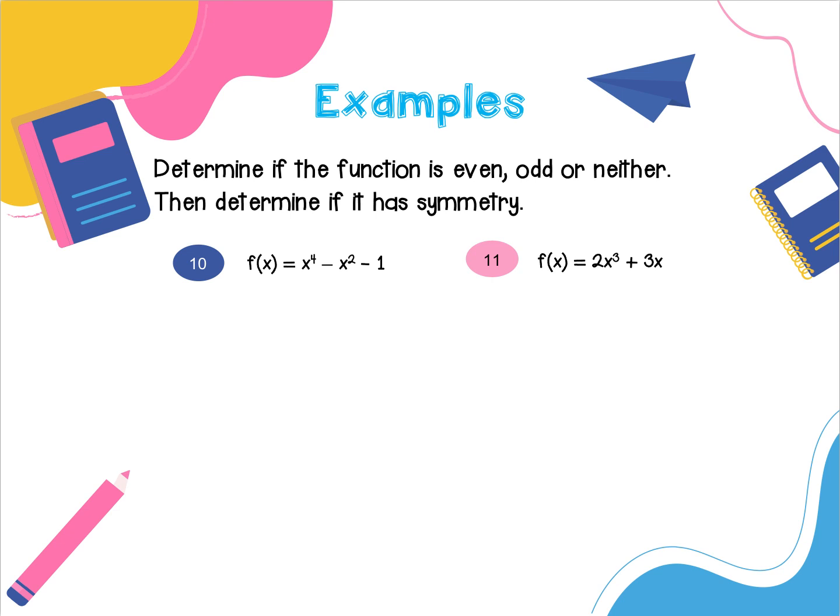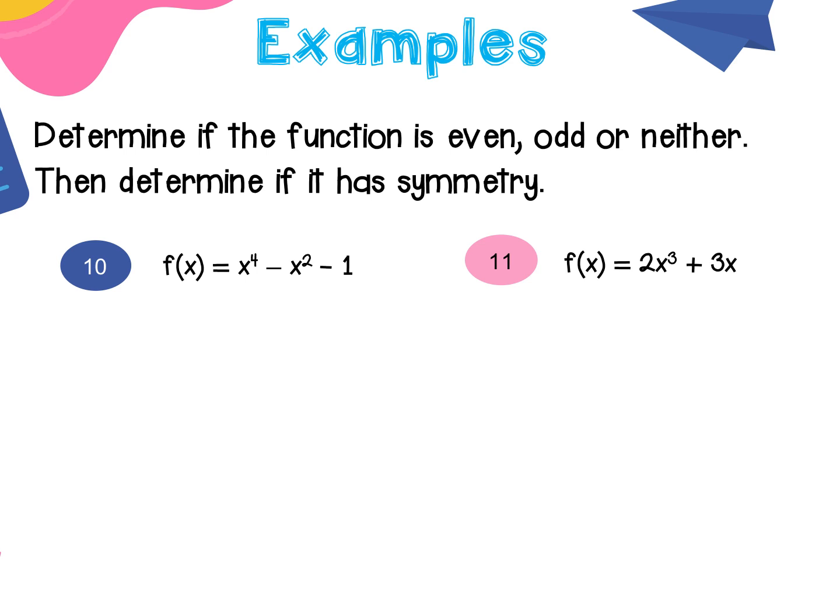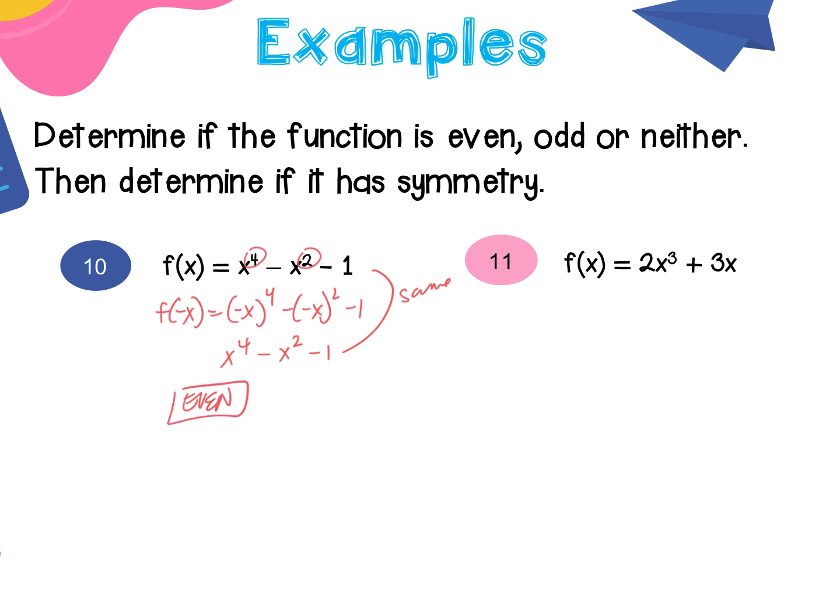Okay, so here it says determine if the function is even, odd, or neither, then determine if it has symmetry. So again, I come over to here and I see x to the fourth. When I see these even powers, I'm pretty confident that this is going to be even, but again, you want to always double check. So I'm going to do negative x to the fourth minus negative x squared minus 1. Notice I'm going to get x to the fourth minus x squared minus 1. It's going to be the same, right? Which means it's going to be an even function, and it's going to be symmetric to the y-axis.